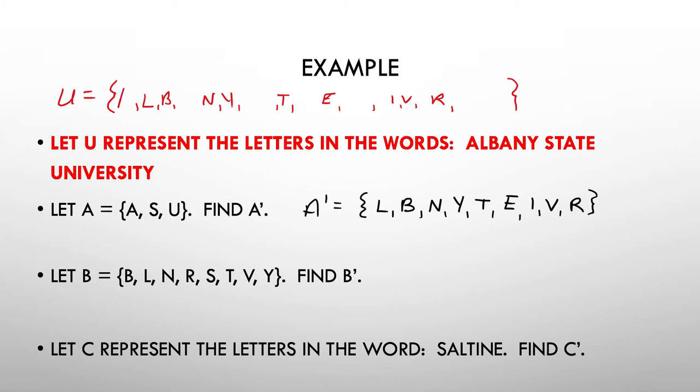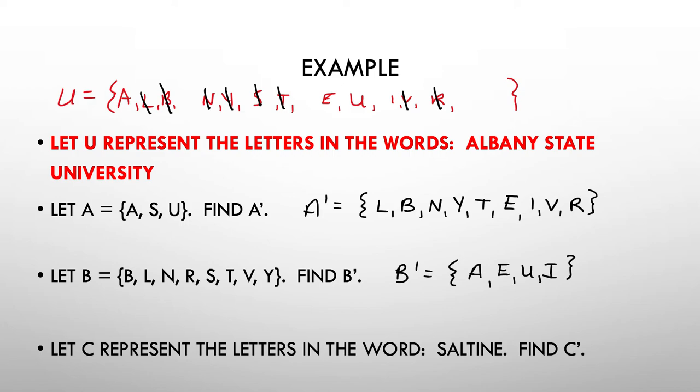All right, I'm going to put my set back to the way it was, and we'll look at the second part. All right, second part says that our set B has the letters, and I'm going to cross them off as we go. B, L, N, R, S, T, V, and Y. And now we want to write down B complement. So we write down the letters that are not crossed off. So that will be the A, that will be the E, the U, and the I. And so now we have B complement.